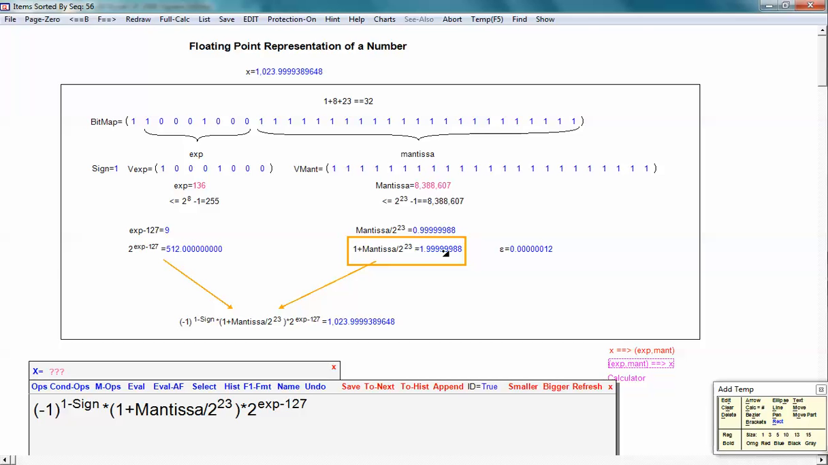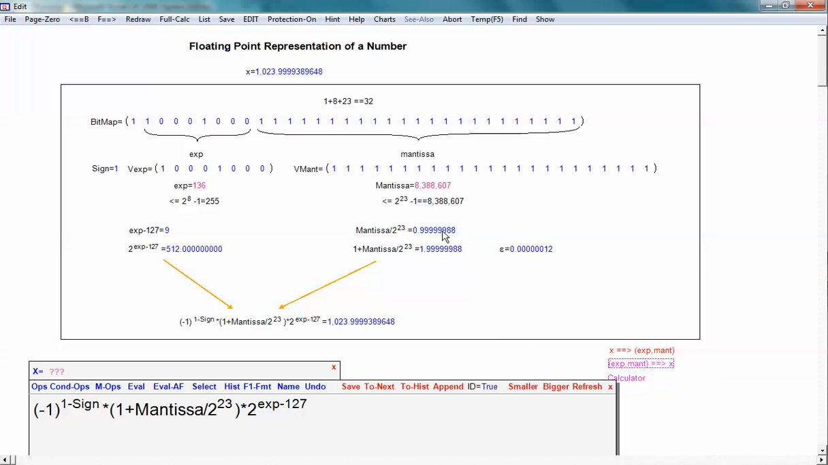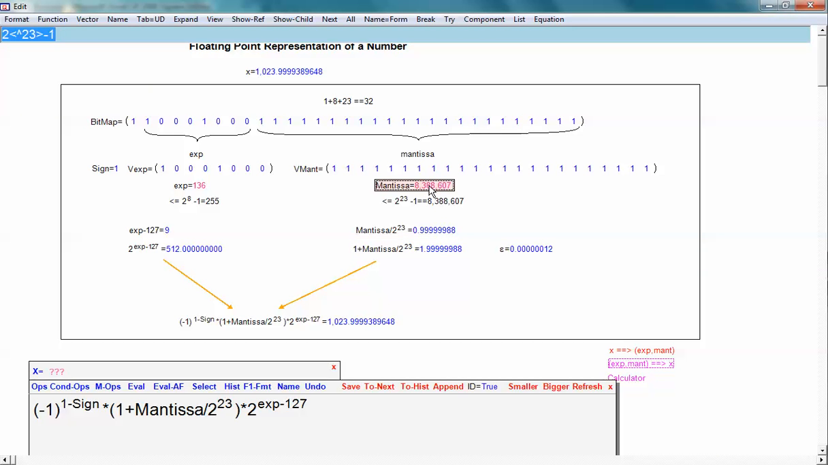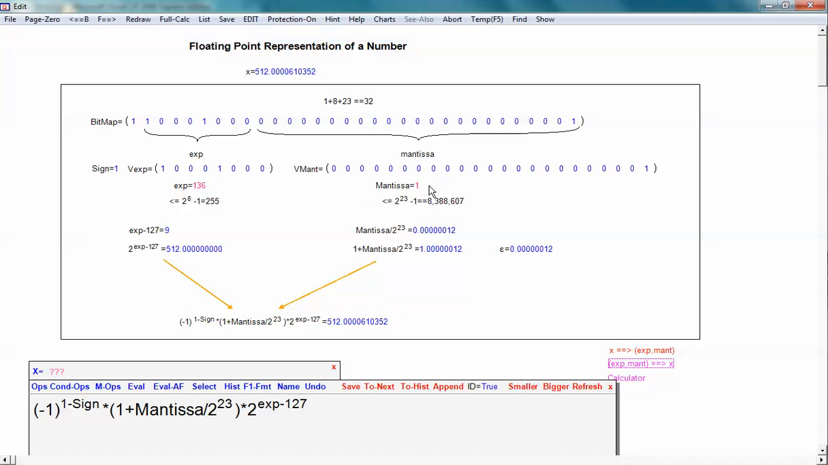We can make it exactly 1, and that's easy enough. Let's just put a 1 in here. And you know, the mantissa is actually equal to the machine precision when this is a 1.